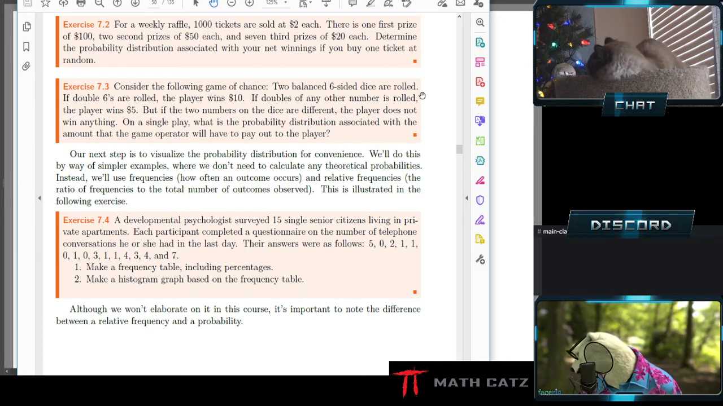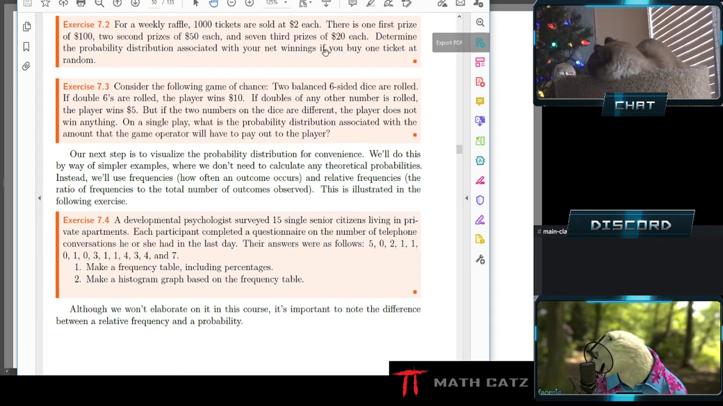Now, we didn't quite finish our discussion on probability distributions. So we did exercise 7.2, and if you have not, go and watch that video first. We just want a little more practice with another kind of more practical exercise in 7.3. Let me just see if that's big enough. It's okay. Just to solidify the idea and the steps that we go through. So let's read exercise 7.3.